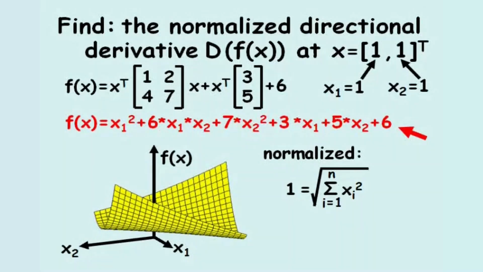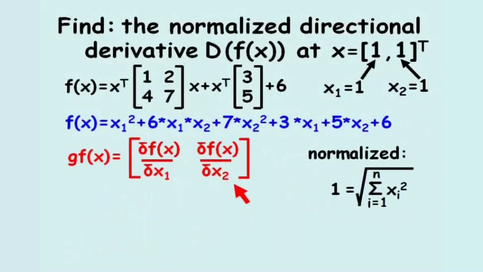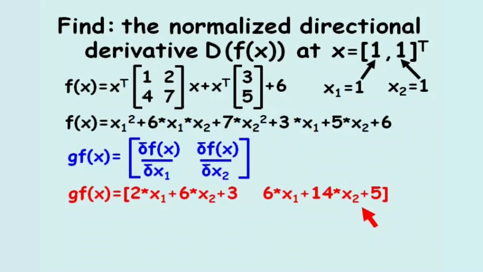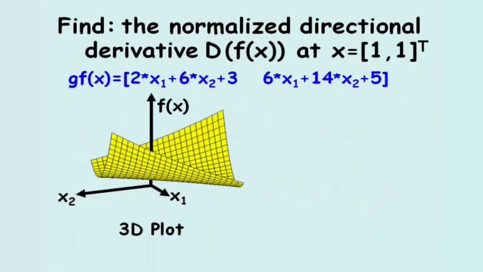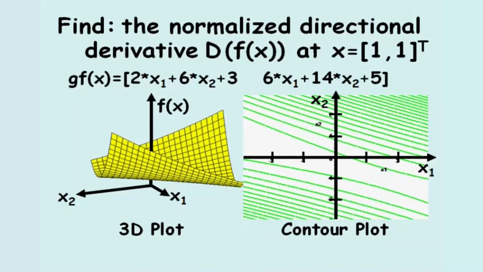Next, we'll compute the gradient of f of x, which equals the partial derivative of f of x with respect to each of the variables x1 and x2. After computing the gradient, we'll return to our sketch of the function f of x. Next, we'll show a contour plot which looks down upon the x1, x2 plane.